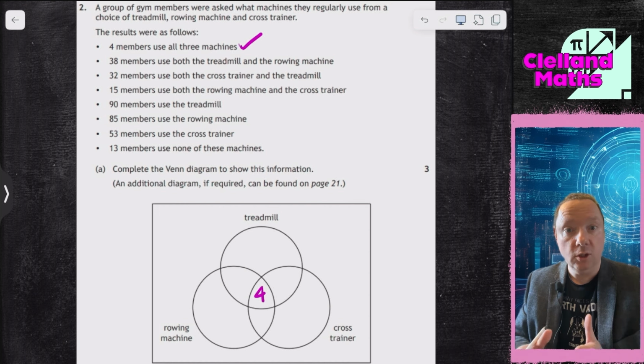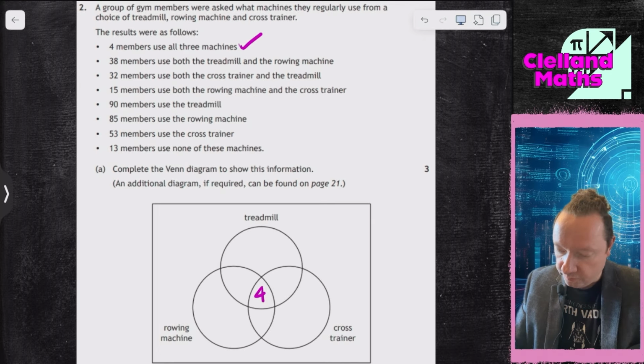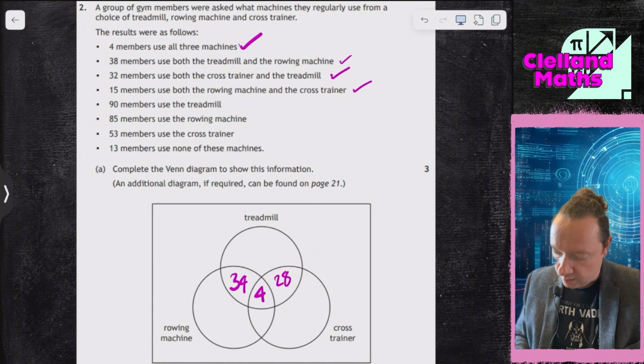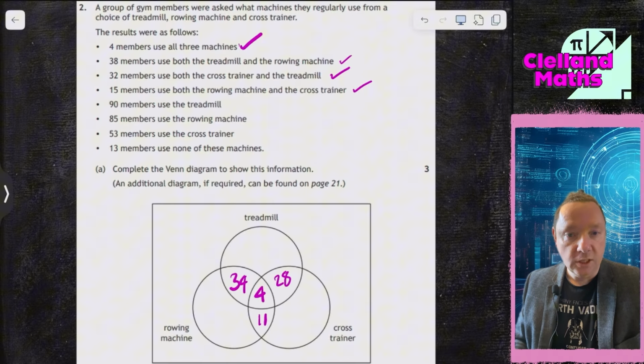And then we can start working on our double choices. So 38 members use treadmill and rowing machine. So treadmill and rowing machine has to add up to 38, but I've already got 4, so I've got 34 left over. 32 use cross trainer and treadmill. So again, cross trainer and treadmill has to add up to 32, but I've already got 4, so that leaves 28 left over. And then 15 use rowing machine and cross trainer. At the bottom, the intersection of that is 15, but take away 4, so I get 11 in this box. So there's my boxes filled in for that.